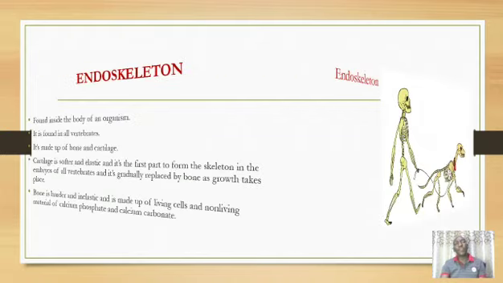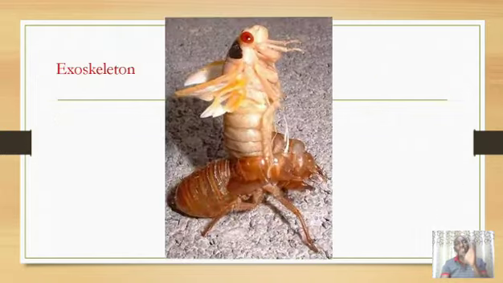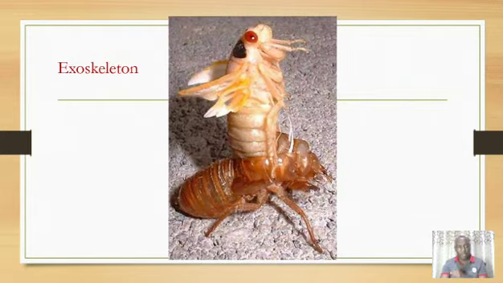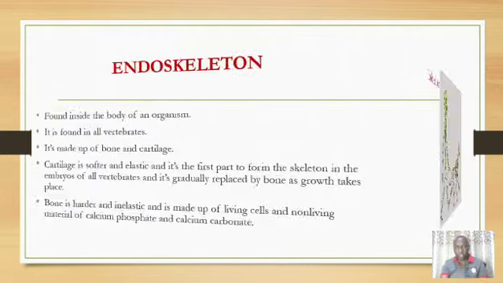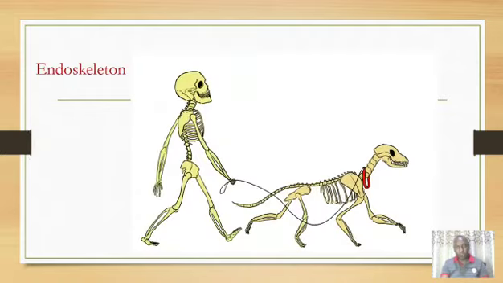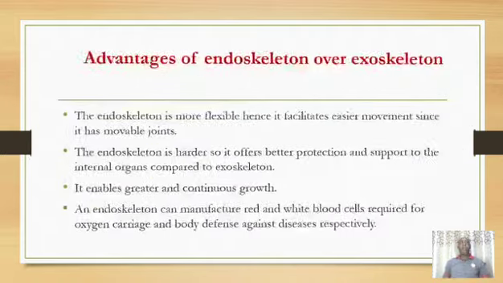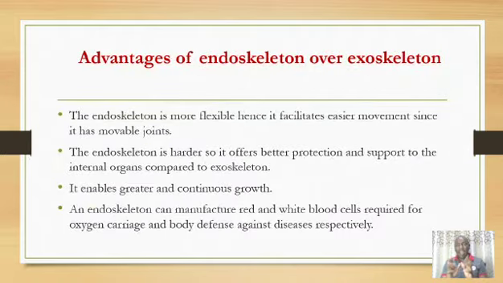Exoskeleton, the one that we find outside the body. So those are the three types of skeletons that we do have existing. Now let us look at the advantages of the endoskeleton over the exoskeleton. Is it advantageous to have an endo or an exo?